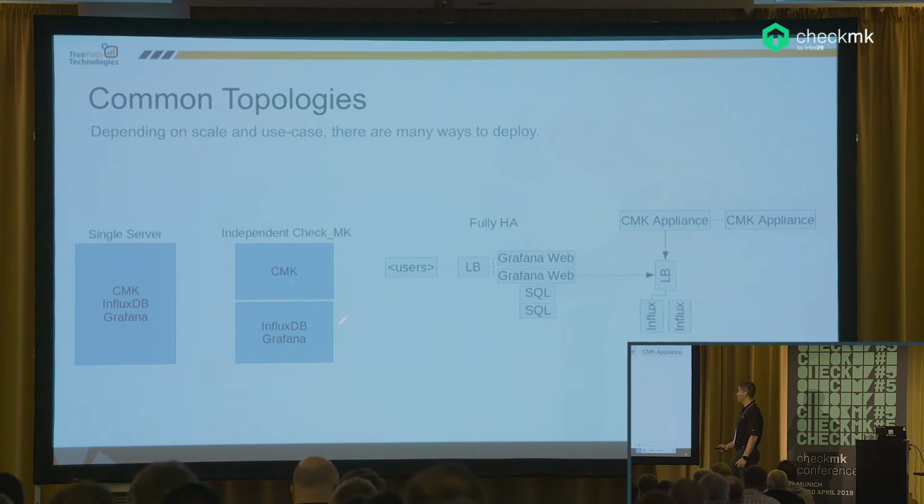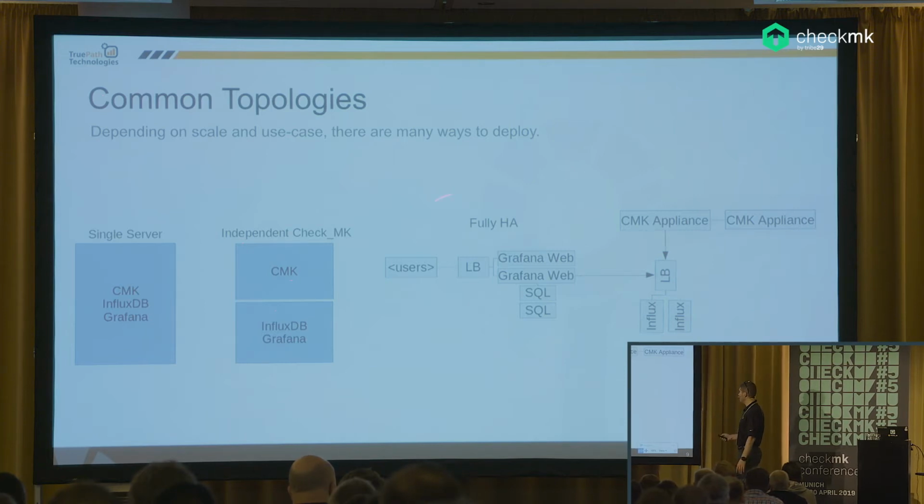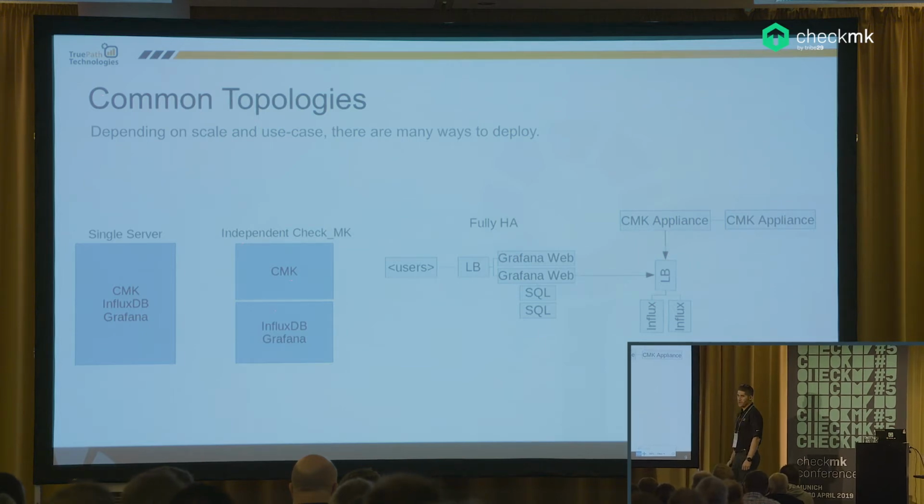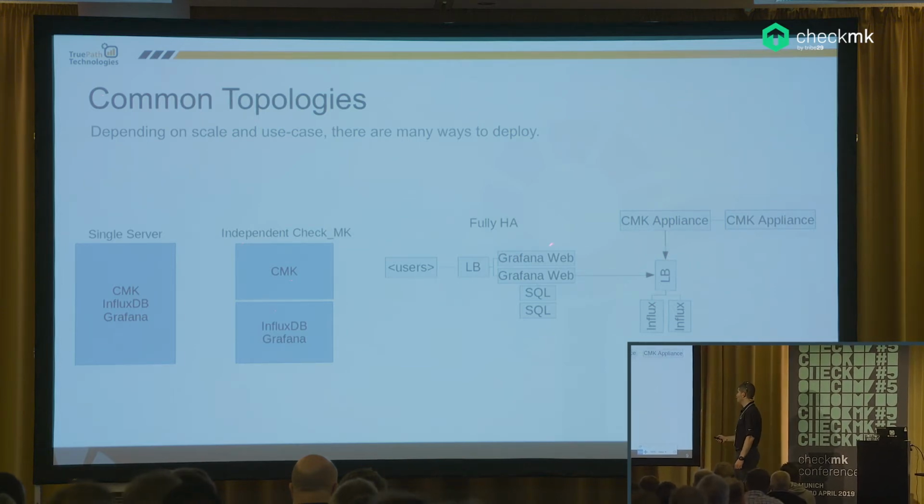This is more of a typical installation, at least ones that we see. You've got Checkmk on your own server, Influx and Grafana on the other. You can have a fully HA setup as you can imagine here. A couple of Checkmk appliances, load balanced InfluxDBs. You've got Grafana websites, load balanced, multiple SQL servers, a load balancer in the front. So this thing can really scale.